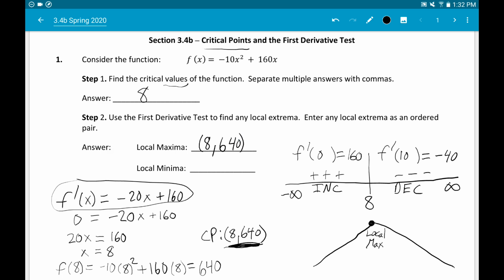Okay. We don't have a local min on this graph. Again, to have a local min, you've got to have something going down and then going back up. Then you'd have a local min. But again, we don't have that here. So there's no local min.